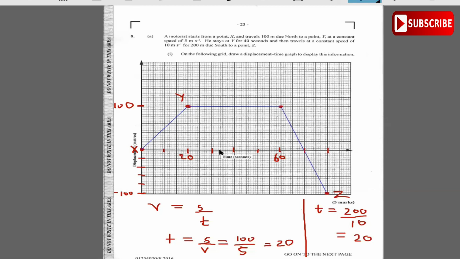So that's our displacement time graph. That's 5 marks. I thought it could have given 6, given that we had to do the calculations to find time. Maybe they could have given 1 more mark, but that's what they did. No problem.